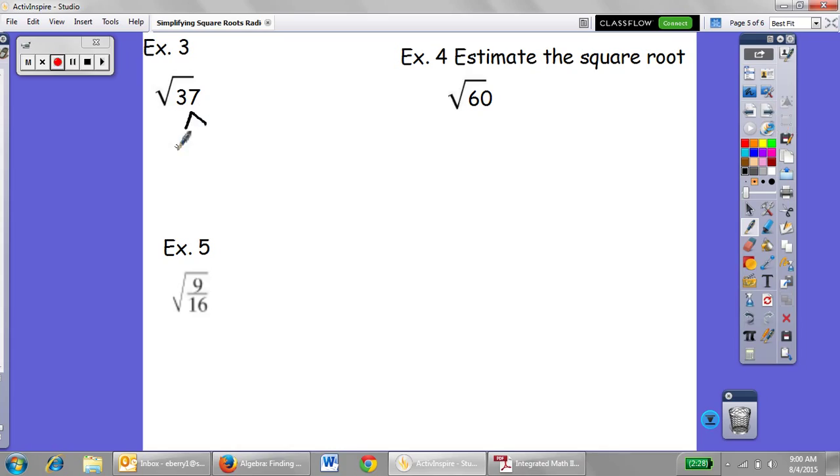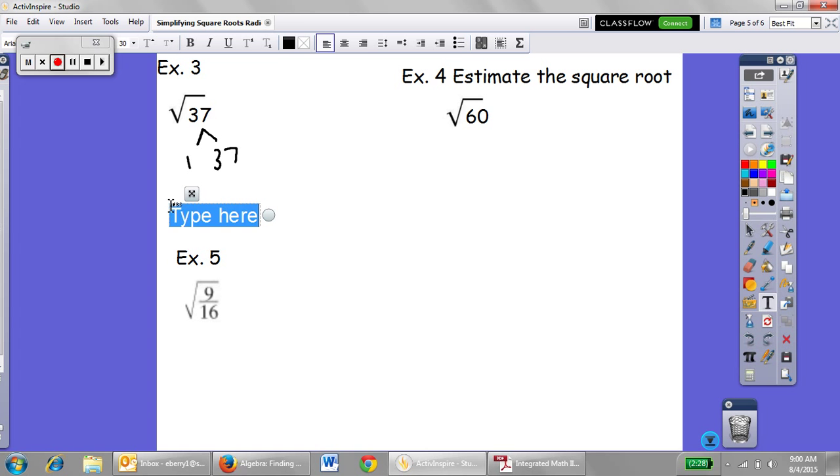Now the square root of 37. Notice that 37 is 1 times 37. So here we can't break it down any further, and the square root of 37 is an irrational square root, so we can leave it just how it is.